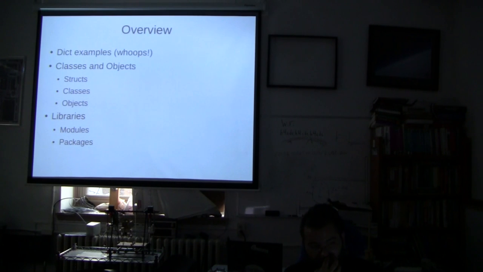So today, we're going to go over some extra dictionary examples because they weren't in the slides from last class. We're going to talk about classes and objects, specifically structs and classes, and then objects, which are related to classes, and how they differ. And then we're going to talk about libraries and modules and packages, which are all ways of storing Python code in very organized ways.